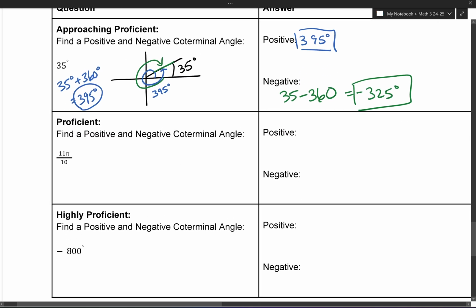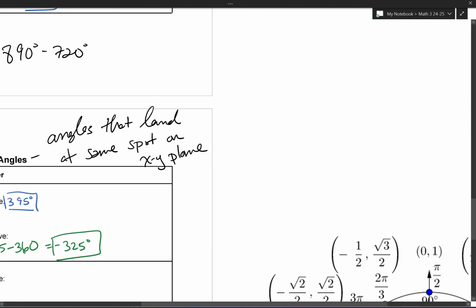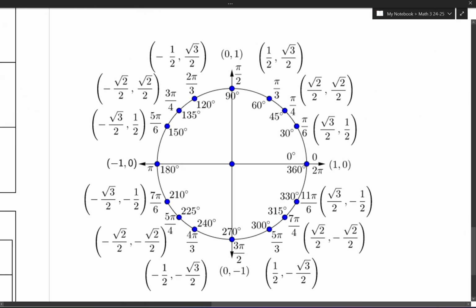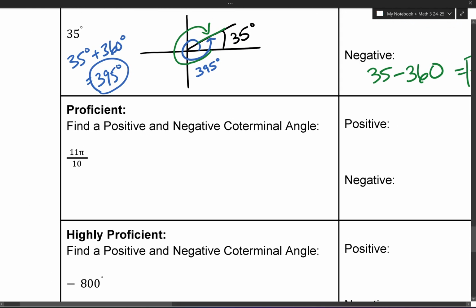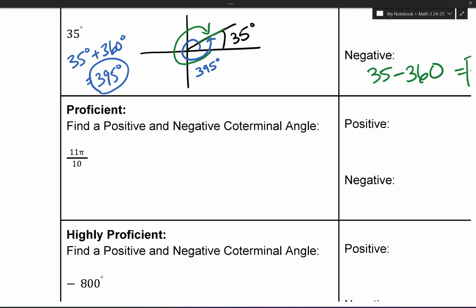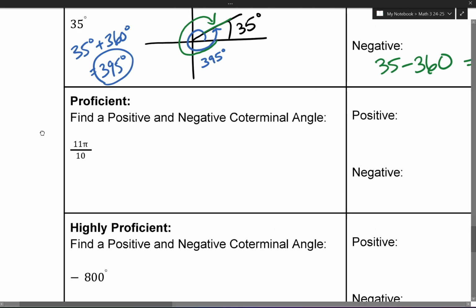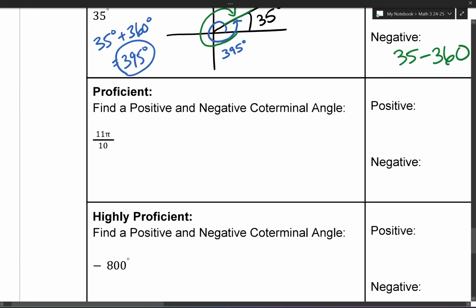Okay, next. 11 pi over 10 radians. Do I see 11 pi over 10 here? Oh, darn. I do not see 11 pi over 10 anywhere. Now, like I said before, there's a couple of thought processes to this. We don't know how you're going to think about this during the test. So maybe the simplest thing for you to do would be to convert it to degrees.